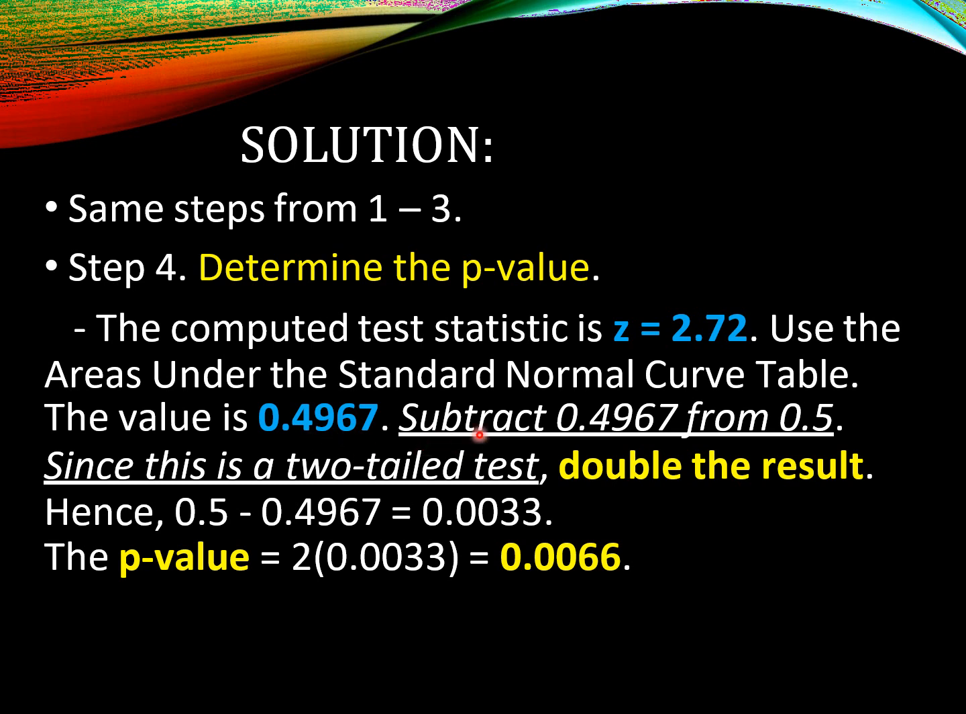Then, after that, subtract 0.4967 from 0.5. Since this is a two-tailed test, we are going to double the result. Okay? O, diba, non-directional yung example natin, yung alternative hypothesis. So, two-tailed test, doblehin natin yung result. So, 0.0033 times 2, so we'll get 0.0066 yung ating p-value. Okay? Ayan, 0.5 minus yung area, kaya meron tayo 0.0033. Then, times 2, kaya ang p-value natin is 0.0066.